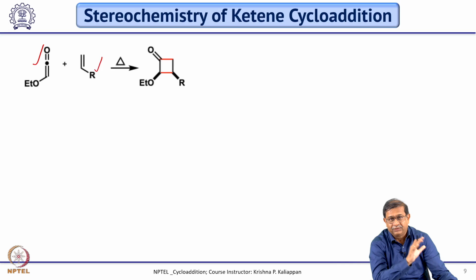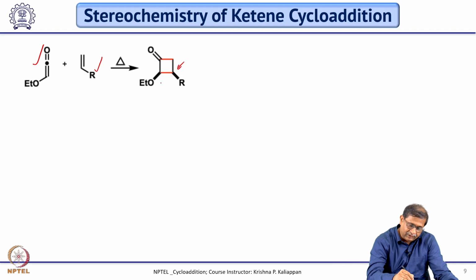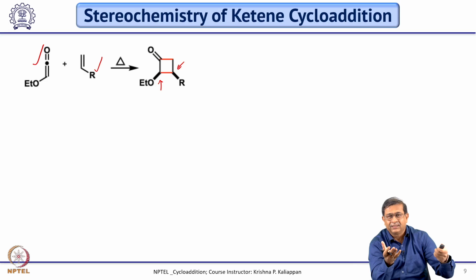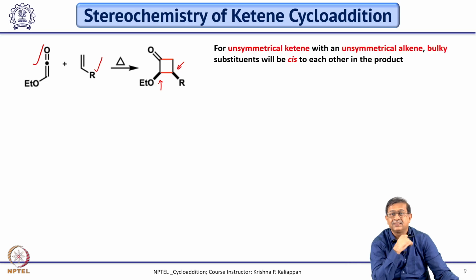So, we know now it should give a 1,2-disubstituted compound. But what about the stereochemistry at these two carbon atoms? What you get, interestingly, is the cis isomer. Normally, if you look at the 2-dimensional version, you may think that this ethoxy and the alkyl group should be trans to each other, but what we get is cis.